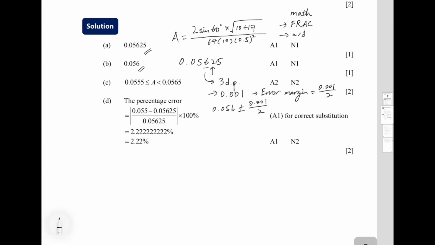So in order to obtain the corresponding inequality, we need the upper bound and also the lower bound of the inequality. Then we consider 0.056 plus or minus this error margin. That's why we got the lower bound 0.0555, that is the minus case, and then the plus case will give us the upper bound, which is 0.0565. And we have to remember one thing: when we construct the inequality of this estimation, make sure that the equal sign appears in the lower bound only, which is this one.